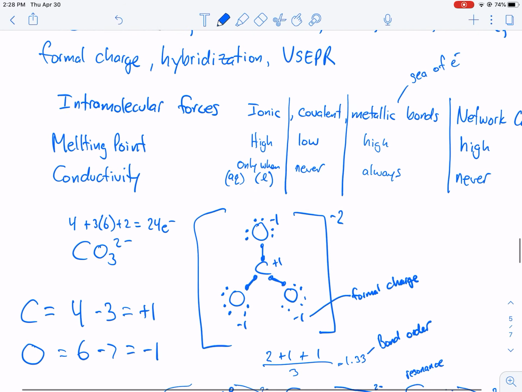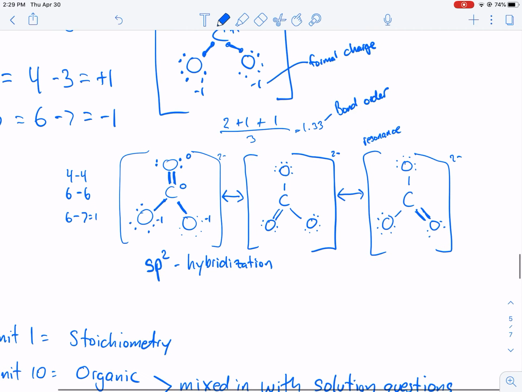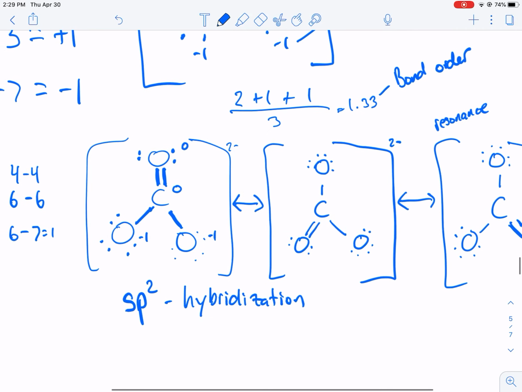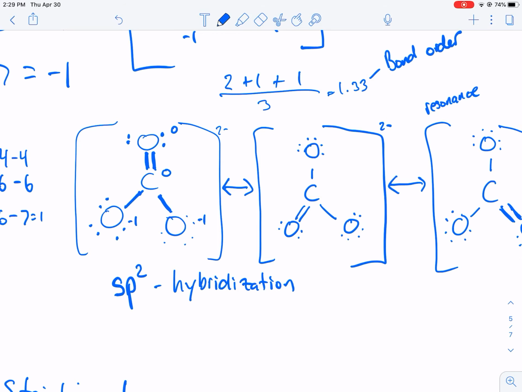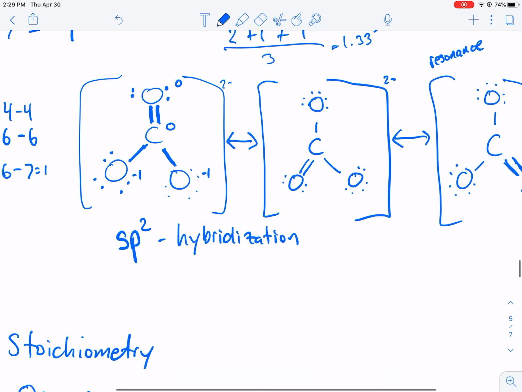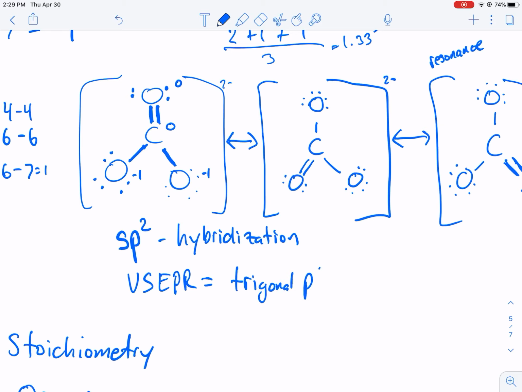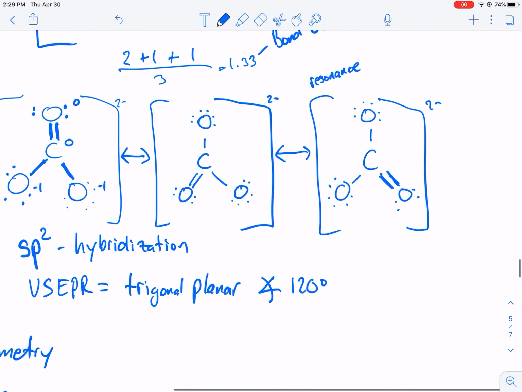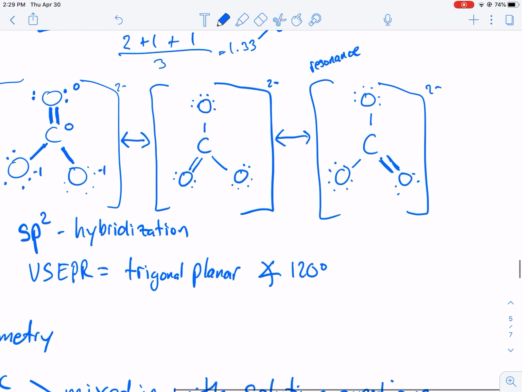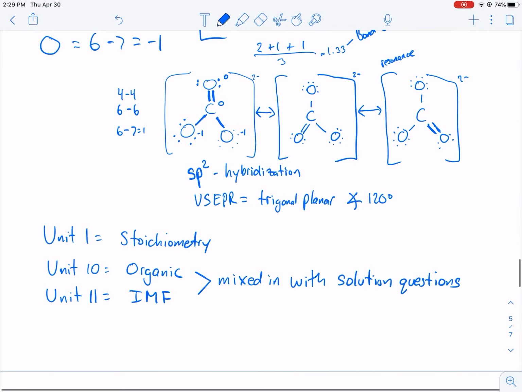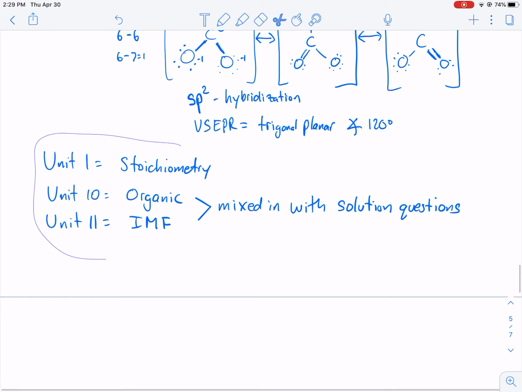And then the last thing we need is our bond angles, our shape, right? So if we're looking at this particular one, this one's usually pretty easy for us to see the shape. So the valence shell electron pair repulsion would be trigonal planar with angles of 120 degrees. Now, sometimes they're not going to give you something that's quite as easy as this particular one.